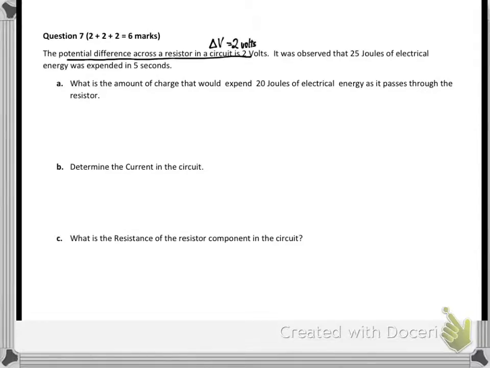We need it to be the same as the 25 joules. So if our energy is 25 joules, then in our question, what is the amount of charge that would expend the 25 joules of electrical energy as it passes through the resistor? That's better. Alright, so what we've identified is the potential difference across a resistor. Well, that's our 2 volts, that's our potential difference. The energy, E, is 25 joules for t equal 5 seconds.